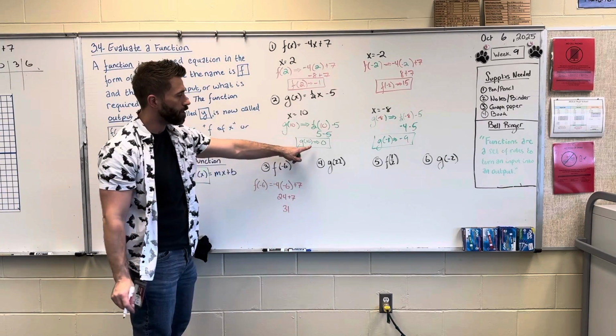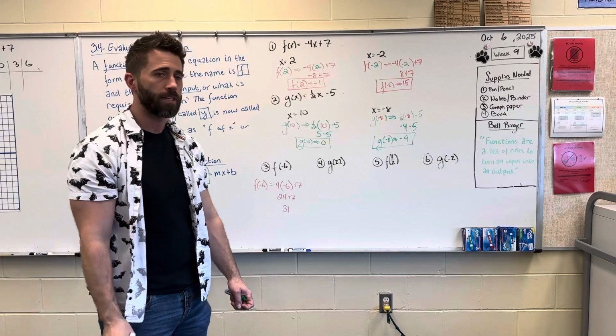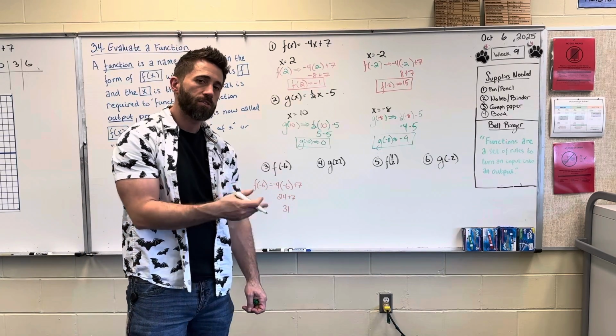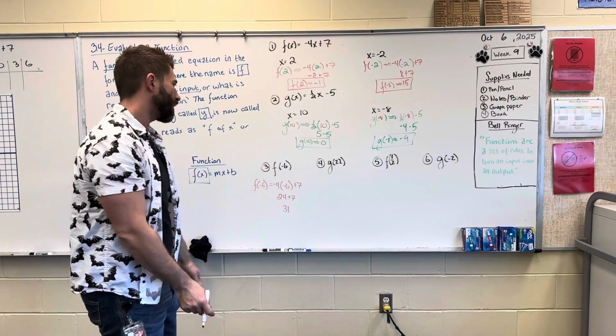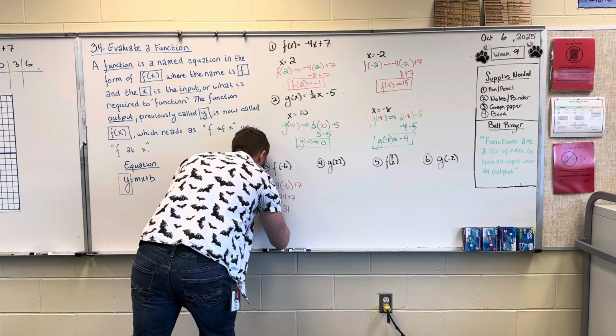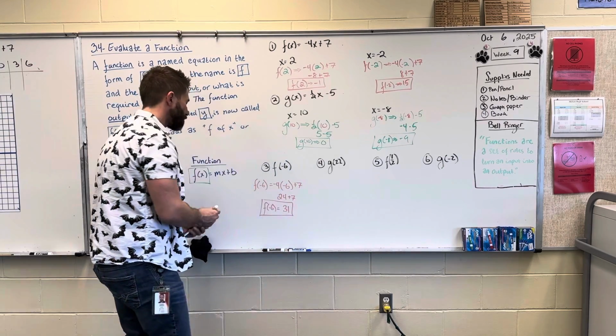Now, again, we don't write the arrow in proper math notation. I put it there just so the students see, oh, change the input, changes the output. There's a cause, there's an effect. So f of -6 is going to equal 31.